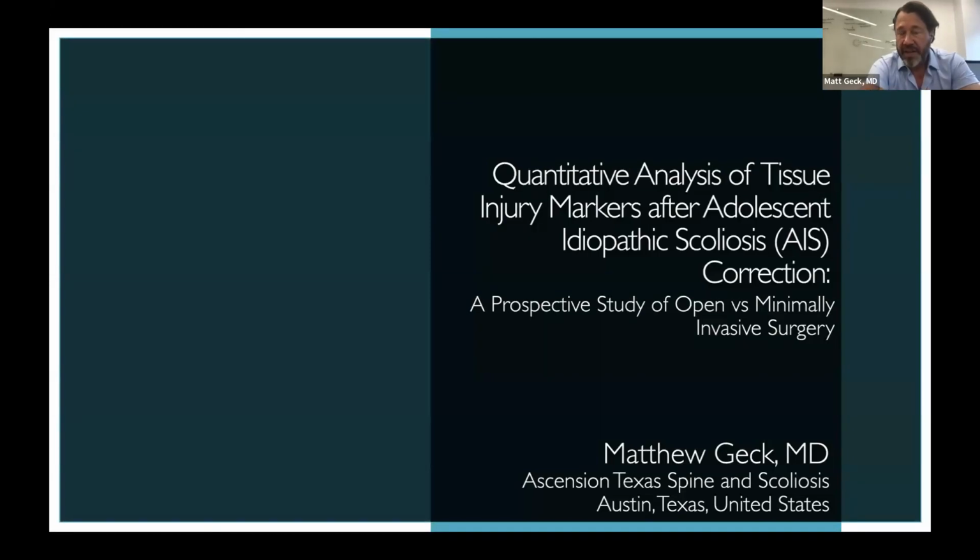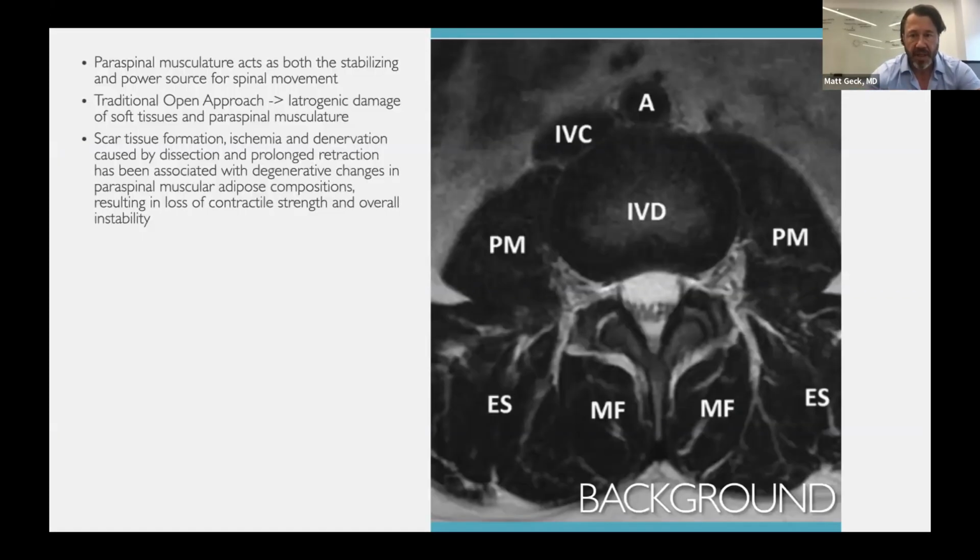And this was the final study I was interested in. So not just looking at benefits such as outcome scores or blood loss, but trying to see if we met the standards for minimally invasive spine surgery in terms of tissue markers and in terms of muscle bulk changes pre and post-operatively. And so paraspinal musculature is one of the stabilizing forces of our spine. We're trying to minimize our damage to it.